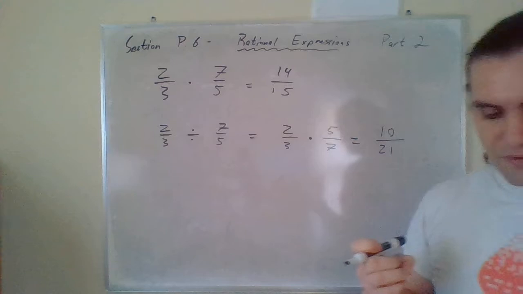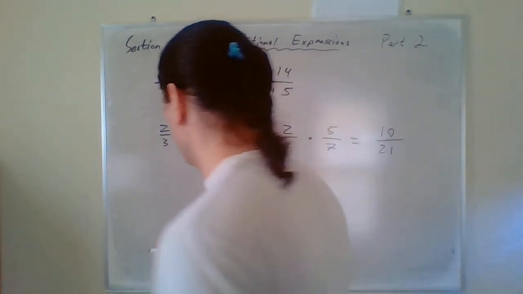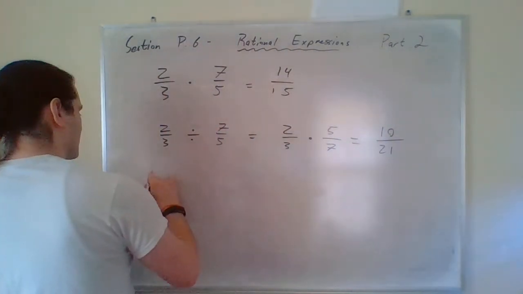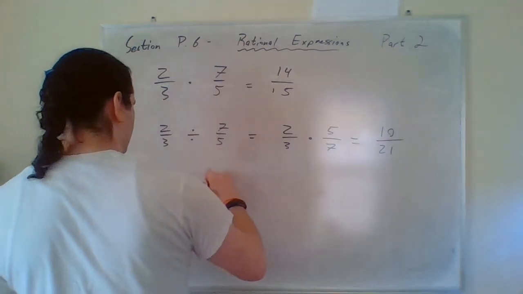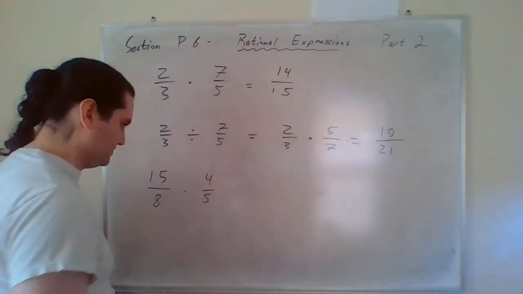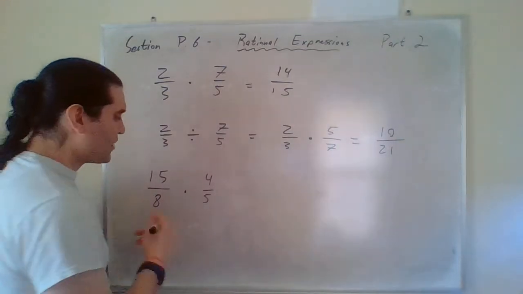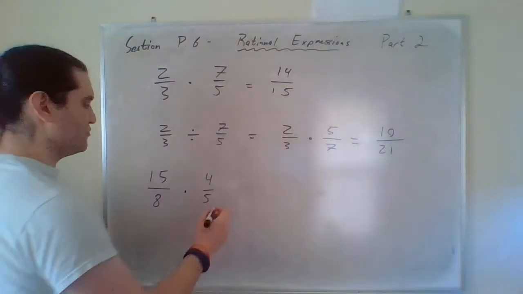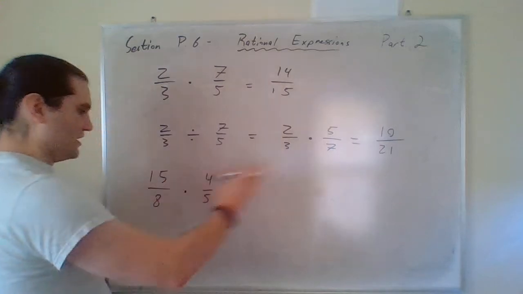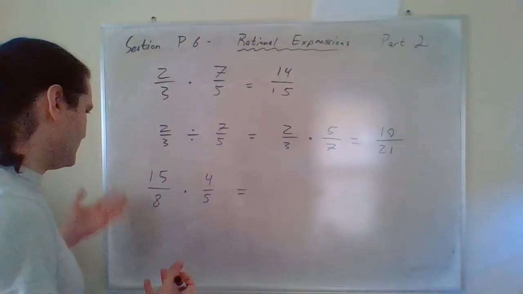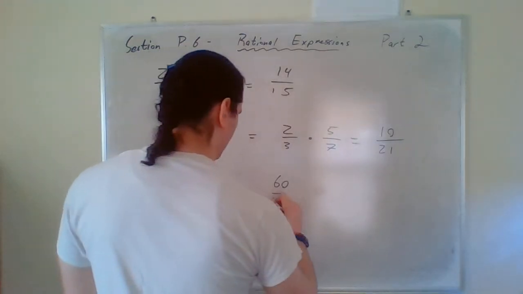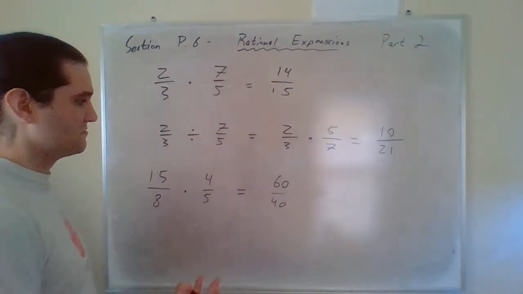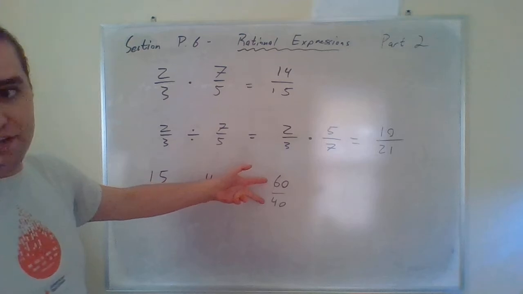Here's where things are going to get really interesting. Sometimes you're going to be multiplying things like 15/8 times 4/5. And for a problem like this, you could just continue multiplying straight across. I know what 15 times 4 is, that's 60. I know what 5 times 8 is, that's 40. I could do this, but now I have a really big fraction that I need to simplify.